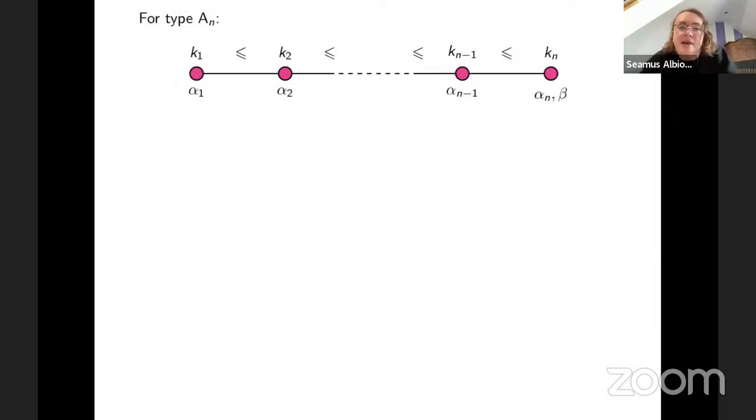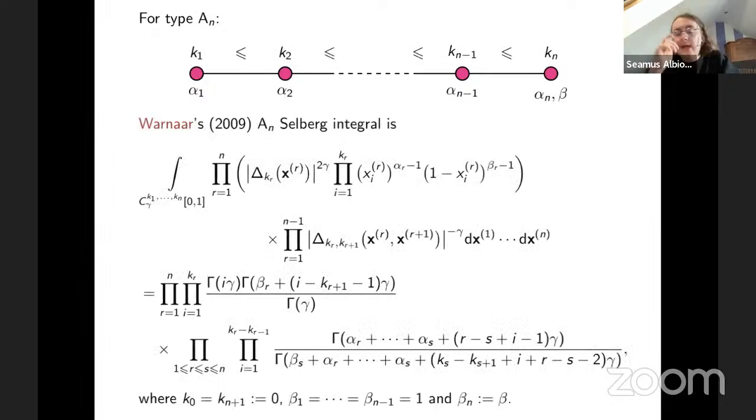For type AN, there's really nothing more to do. Everything's already in the picture. You just add more copies of this rightmost vertex. So now you have a set of integers K1 through Kn with some ordering on them, which you can think of as a partition, written backwards. I have now n alphas and only a single beta, which lives on the rightmost vertex. And in 2009, Olavana evaluated this AN Selberg integral.